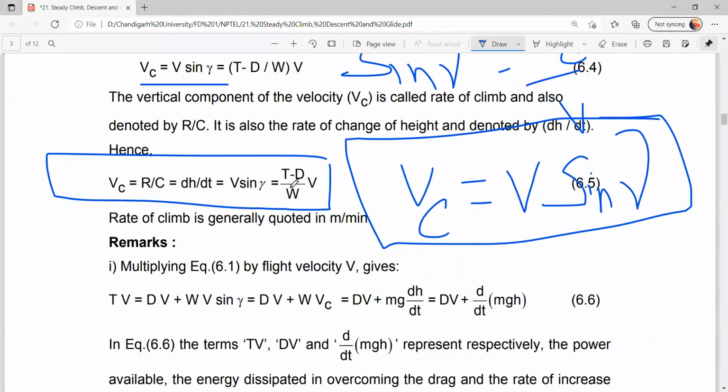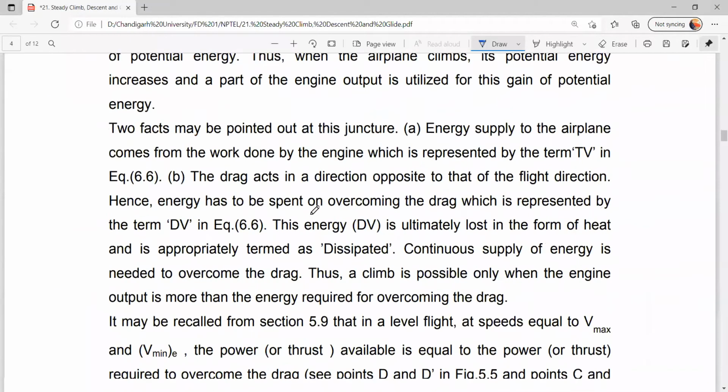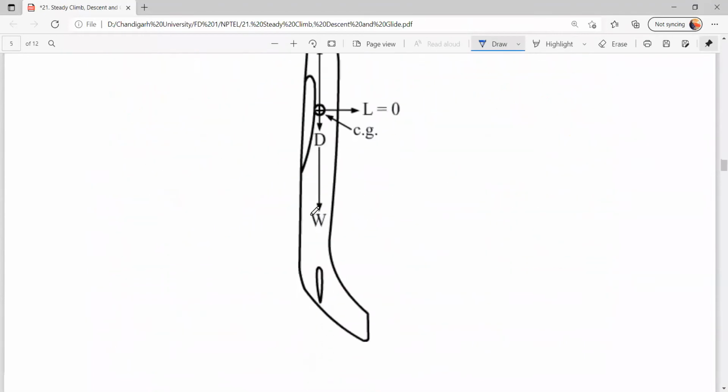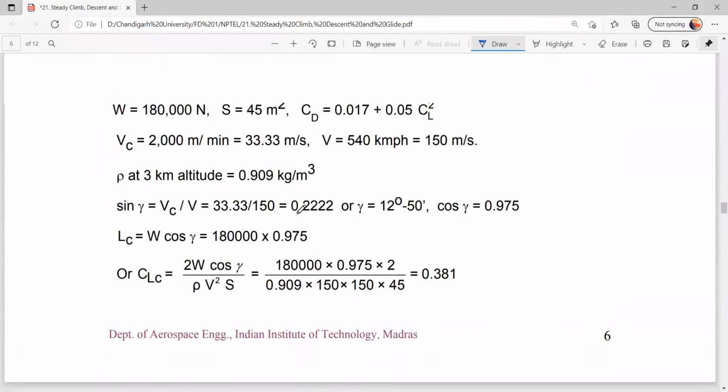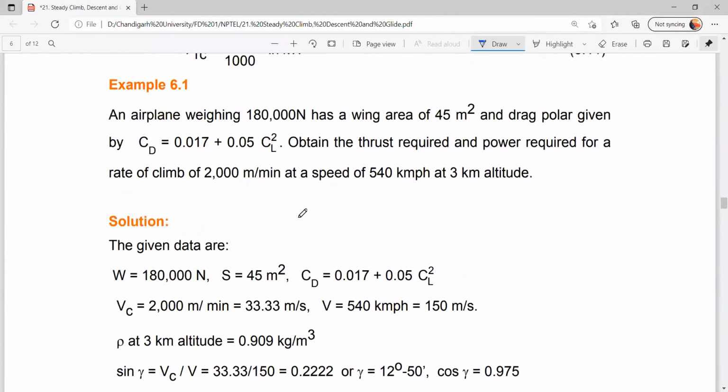I hope you can understand how we are going to calculate that. So let's move on to solve a problem so that you can easily get how to calculate the value of climb speed and angle of climb, and thrust required and power required. So please note down the problem.